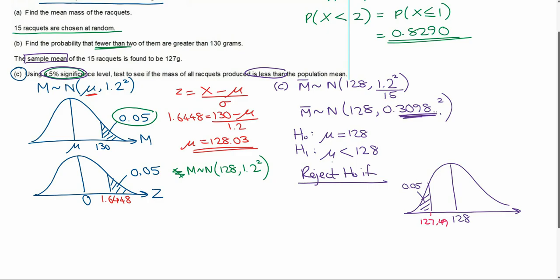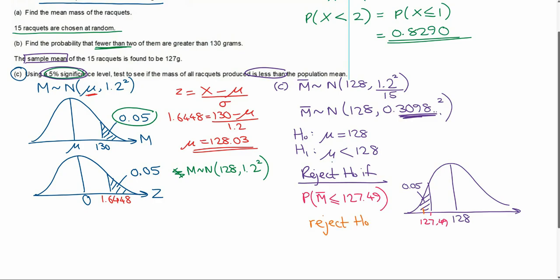So back to this bit, reject H0 if the probability that the sample mean will be less than or equal to 127.49. So there's my cutoff point. If I weigh these rackets and it's less than that, I reject H0. So where is 127? 127 is here. 127 is less than, so we are rejecting H0. So there's my conclusion. Reject H0.